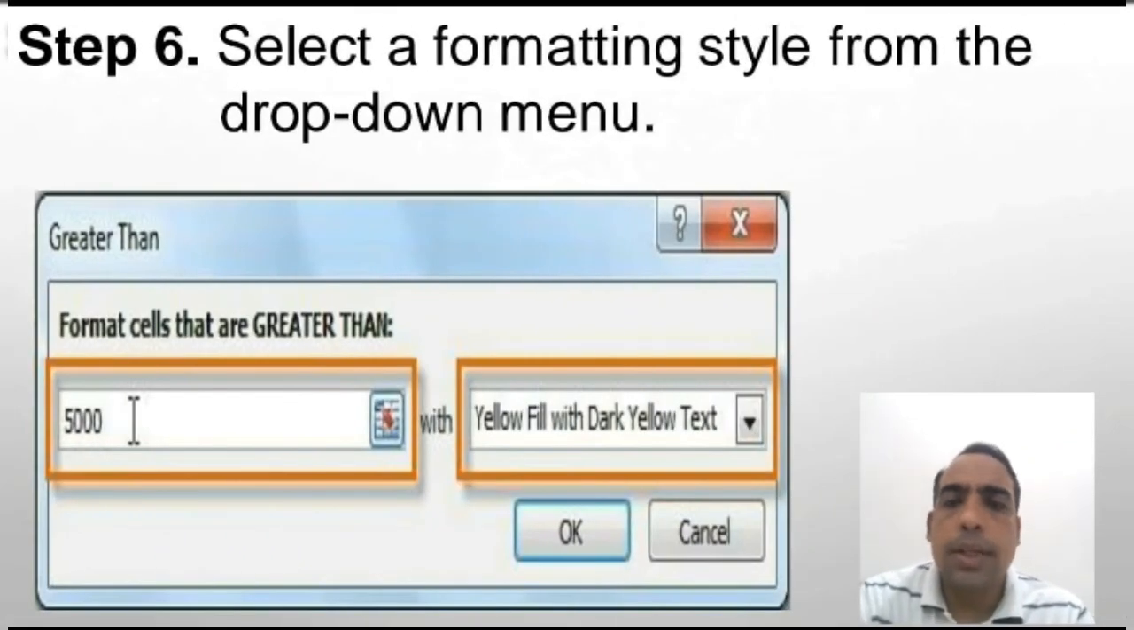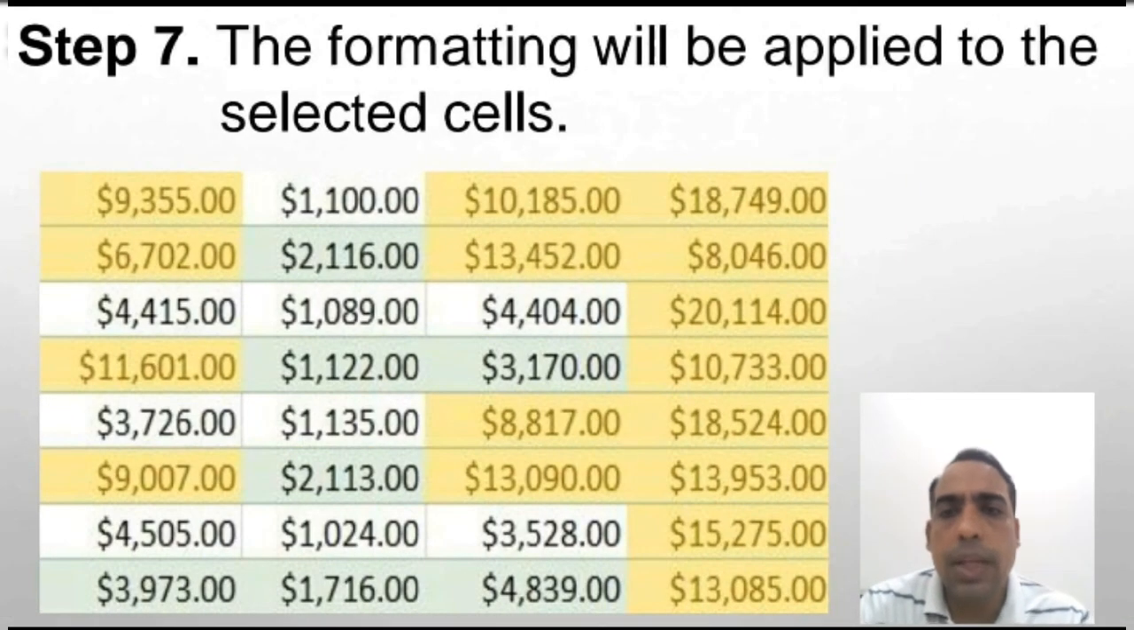Step 6. Select a formatting style from the drop-down menu. We have selected the Yellow Fill with Dark Yellow Text style. You can see in this diagram. Step 7. The formatting will apply to the selected cells. You can see in this diagram. The cells whose value is more than $5,000 have been highlighted with yellow color.